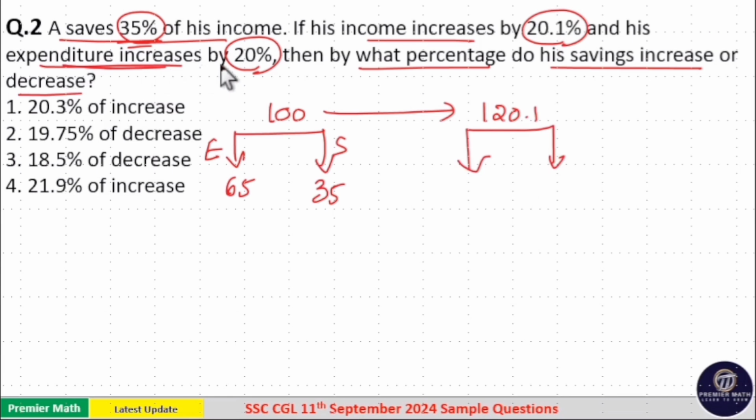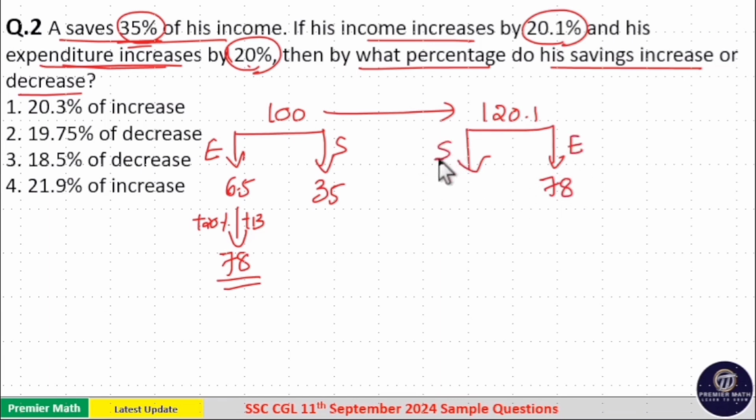Now, expenditure increases by 20%, where expenditure is 65. So, an increment of 20% means 10% is 6.5. Then, 20% is 6.5 into 2, that is 13. So, 65 plus 13, 78 is the new expenditure. So in this 120.1 rupees, 78 rupees is the expenditure.